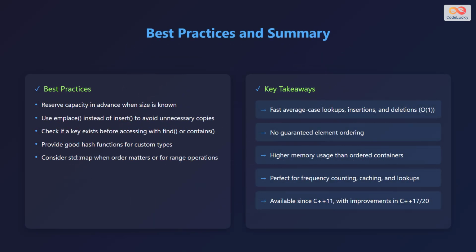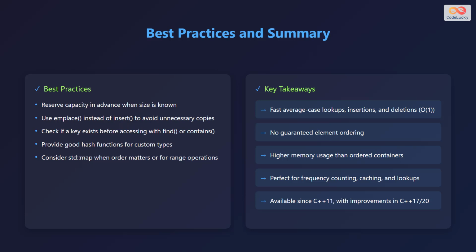Here are some best practices to keep in mind when working with unordered maps. Reserve capacity in advance when you have an idea of how many elements you will be storing. Use emplace instead of insert to avoid unnecessary copies of objects. Before accessing an element using the square bracket operator, check if the key exists using find or contains to avoid creating unwanted default constructed values. Always provide good hash functions for your custom types to ensure efficient performance. Finally, consider using standard map if element ordering is important or if you need range operations.